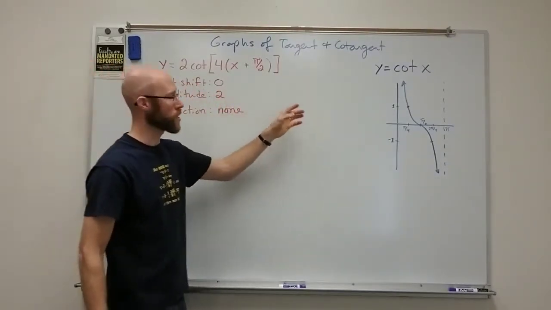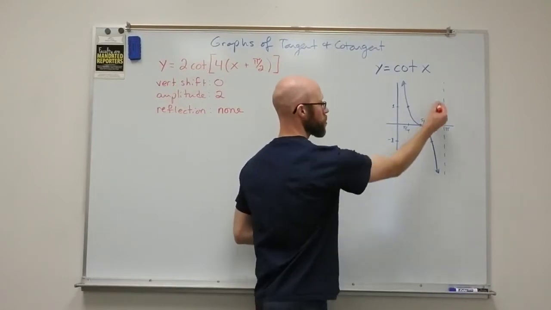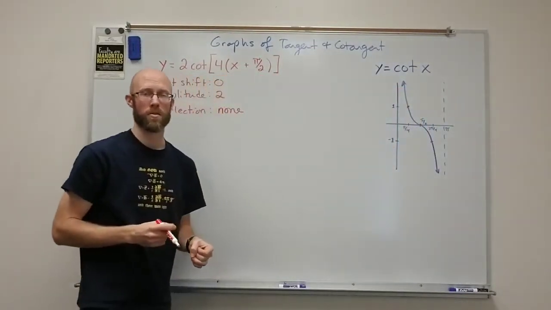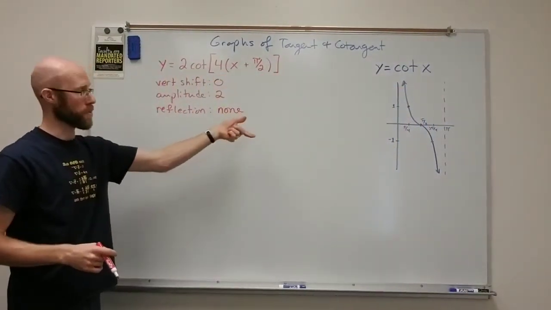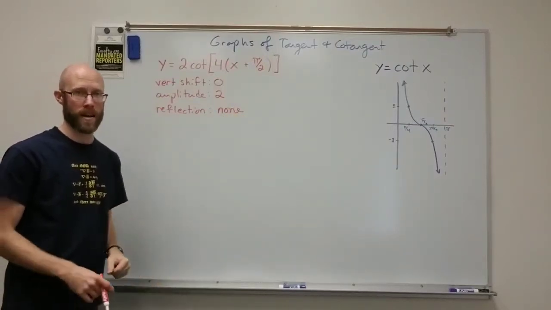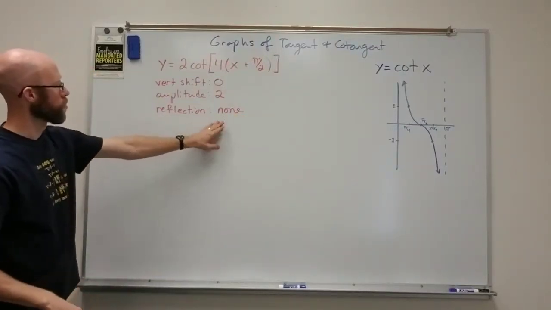If there were a reflection, we would just plot the graph increasing rather than decreasing. Okay, so it just flips the graph over. Kind of imagine flipping that around the x-axis. Okay, so there's no reflection here.